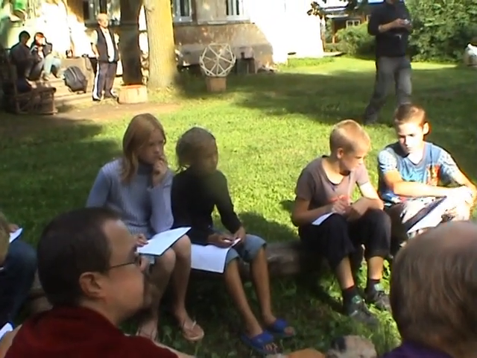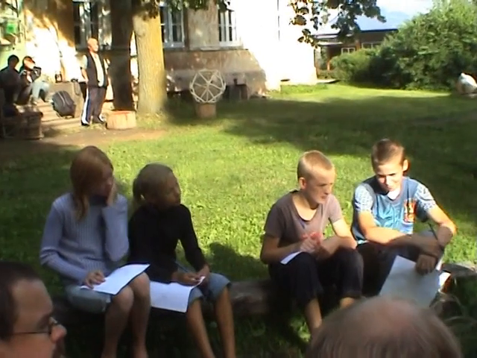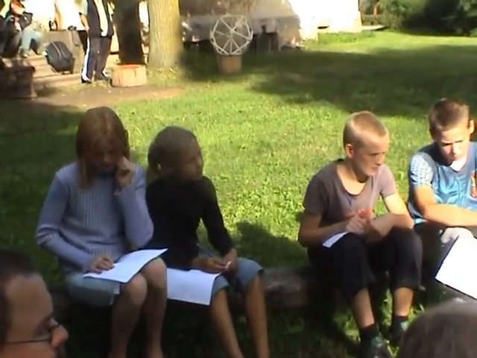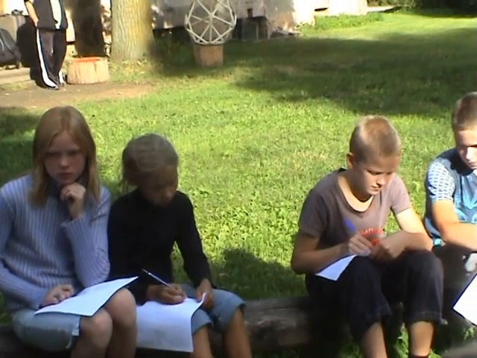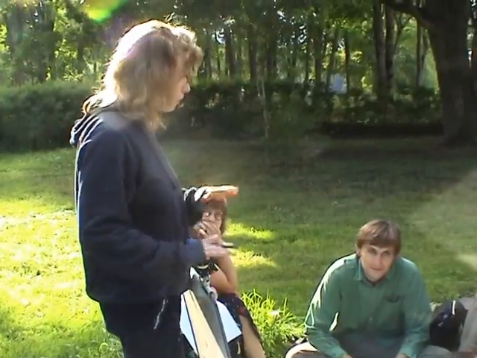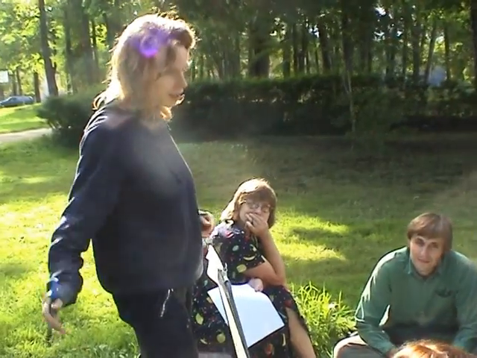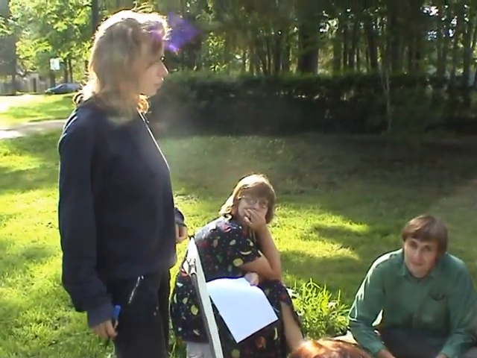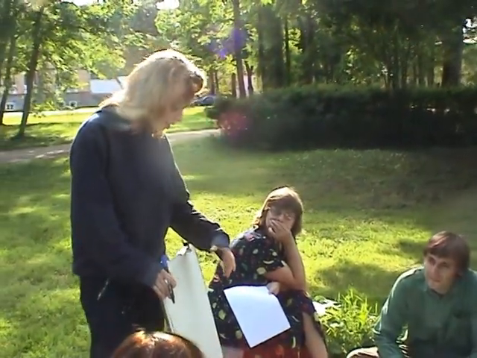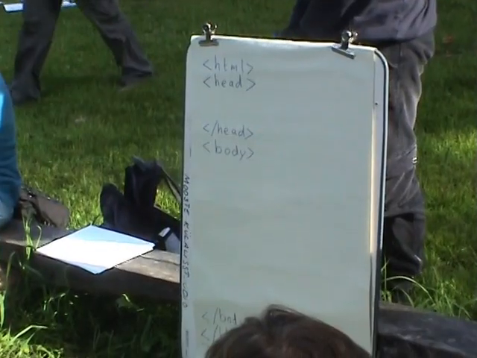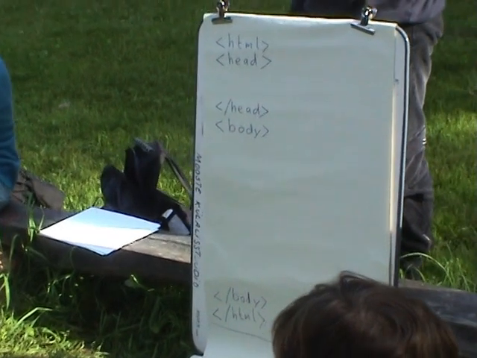A webpage on the internet has the shape of a human being, of a person. So a webpage has the head and the body. And each webpage on the internet, no matter how complicated, if there is a video or a sound or a movie, it always has this structure and it always has the head and the body. And the first thing we have to define is the head.